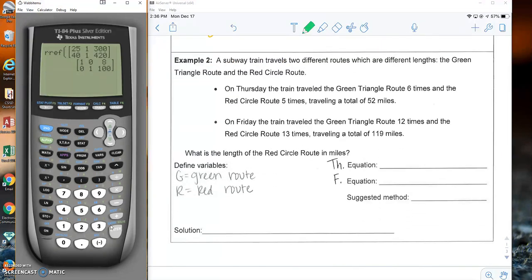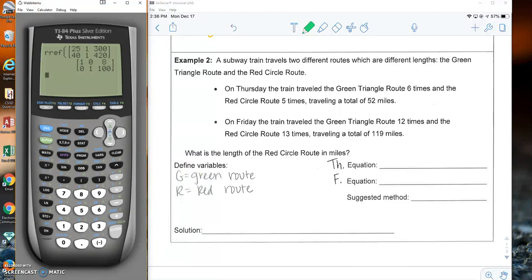So example 2, we have a subway train that travels 2 different routes, which are different lengths, green triangle and red circle. On Thursday, the train traveled the green triangle route 6 times and red circle 5 times for a total of 52 miles. On Friday, the train went green route 12, red 13 for a total of 119 miles. What is the length of the red circle route in miles? So again, my 2 variables, my 2 unknowns, we have a green route and a red route. So I'm using G for green, R for red. You can use X and Y. I just like to use G and R so I know what they mean rather than X for G, then have to go back and look at what X equals.